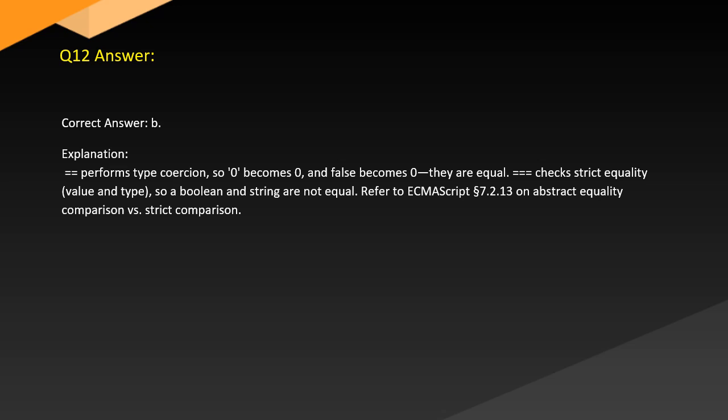Answer. Correct answer B. Explanation. Double equals performs type coercion, so the string 0 becomes 0 and false becomes 0. Triple equals checks strict equality of value and type, so boolean and number are not equal. Refer to ECMAScript section 7.2.13 on abstract equality comparison versus strict comparison.